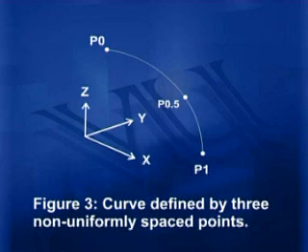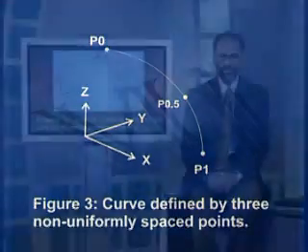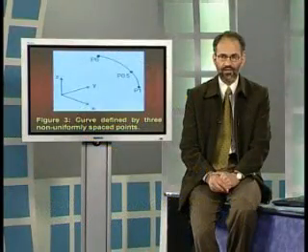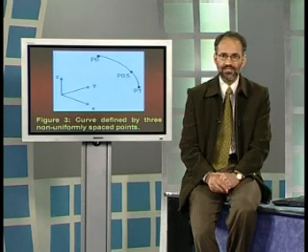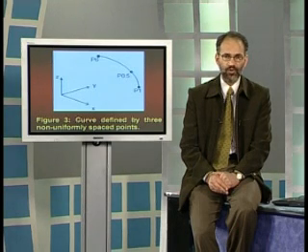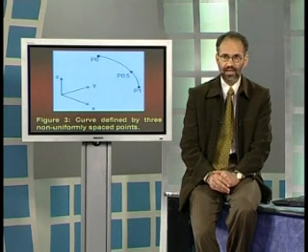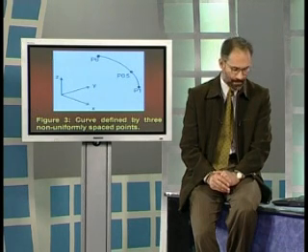p0 and p1, the two endpoints, and the one in the middle is p 0.5, but it is not halfway between p1 and p0. Over here you can see it is closer to p1. So these 3 points are not necessarily uniformly spaced points. They can be non-uniformly spaced, the way they are appearing over here now.